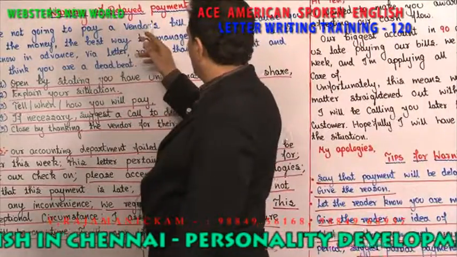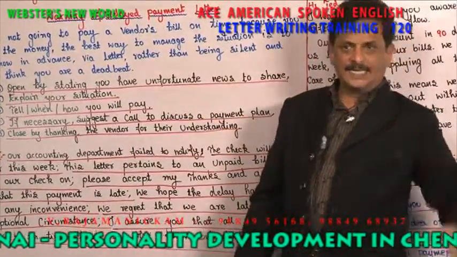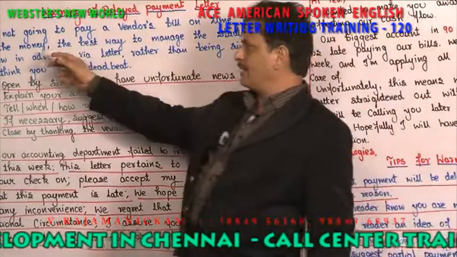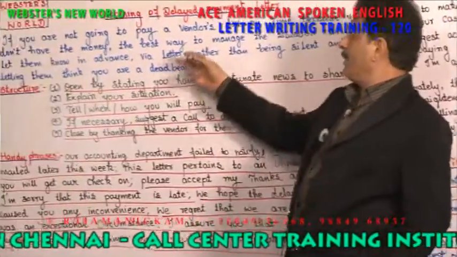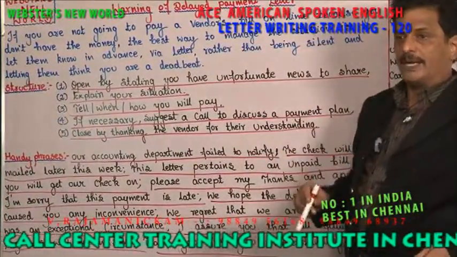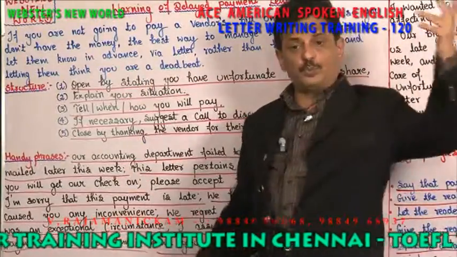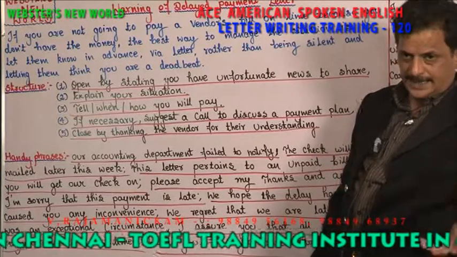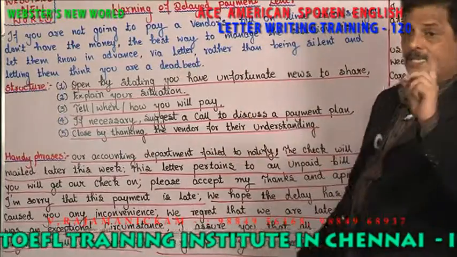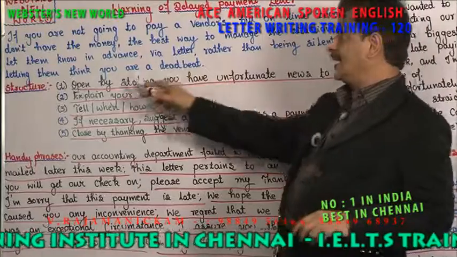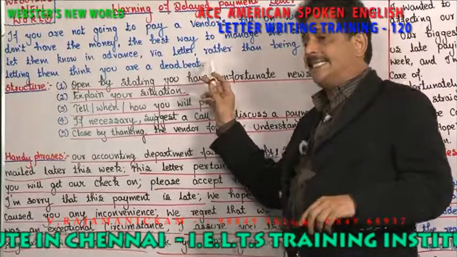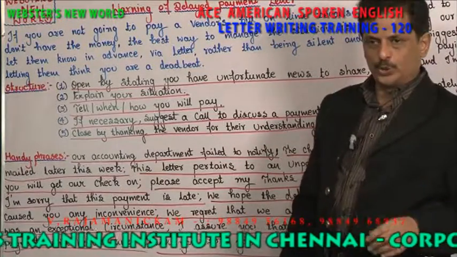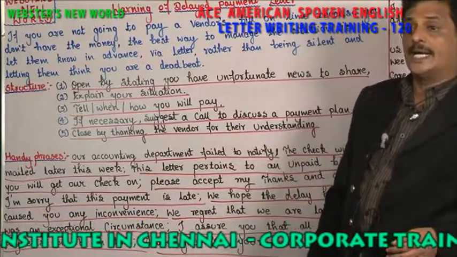If you are not going to pay a vendor's bill on time, who is a vendor? Seller, supplier. If you are not able to pay them in time because you don't have the money, the best way to manage the situation is to let them know in advance. So in advance you have to write a letter stating that you are not able to pay the money because of various reasons. You can write those reasons and tell them through a letter, rather than being silent and letting them think you are a deadbeat. What do you mean by deadbeat? A fellow who doesn't pay the money, who is a cheat, is called a deadbeat.